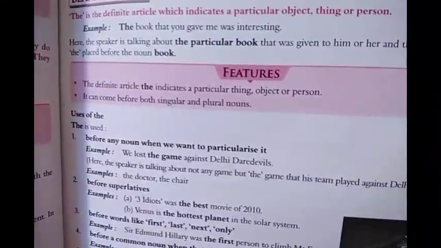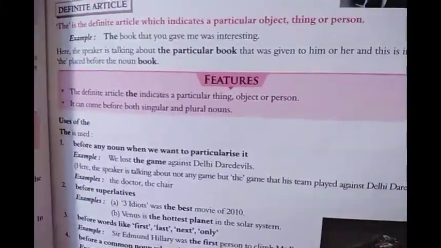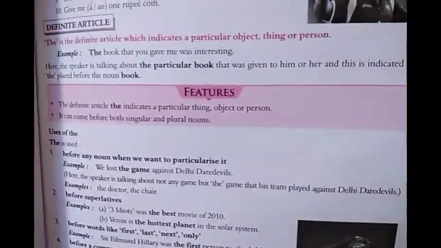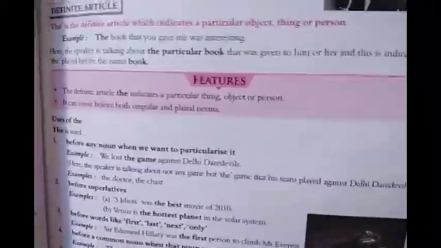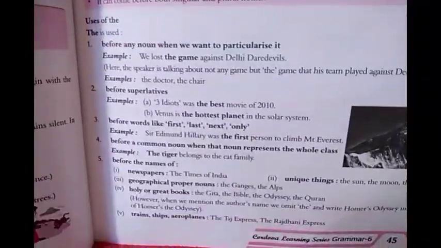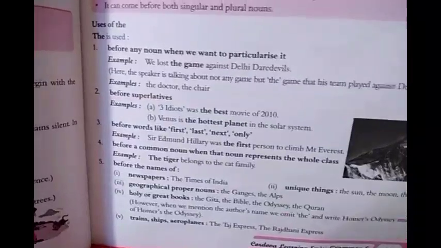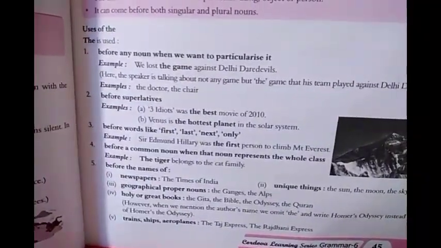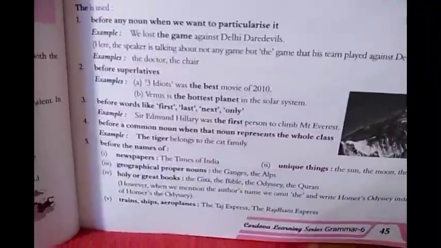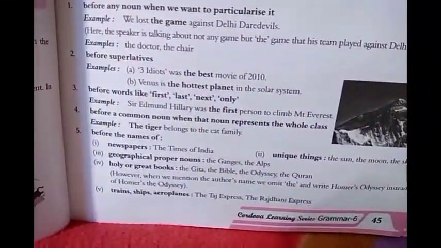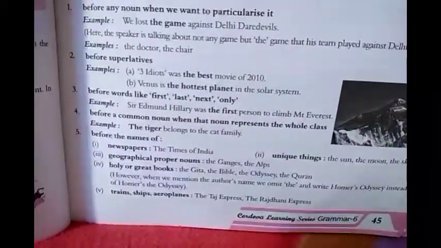Then there are features. The definite article THE indicates a particular thing, object or person, so particular. And the other feature is it can come before singular or plural nouns. So it can be used for both singular and plural nouns. So other uses of THE are given here. You can go through all these uses. Number 1, it is used before any noun when we want to particularize it. So likewise you can go. Number 2 is before superlatives, before words like first, last, next, only. So you have to use THE before these words.